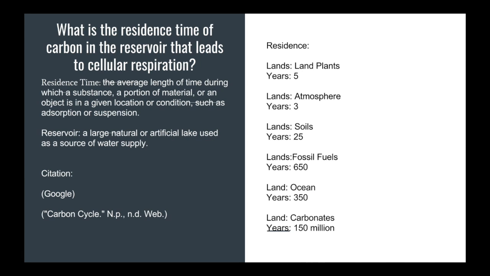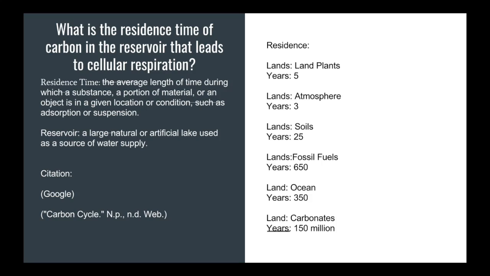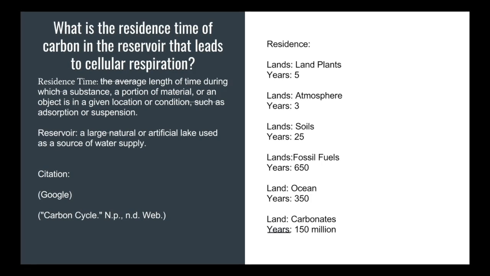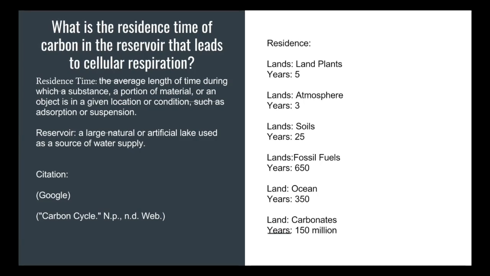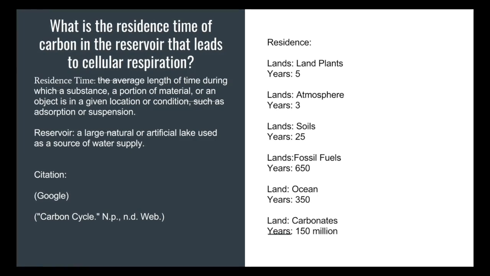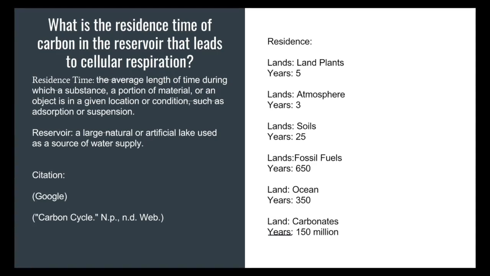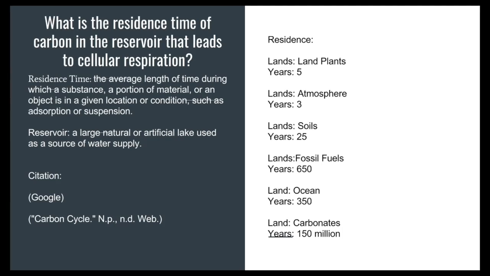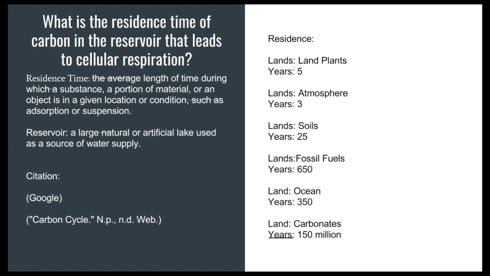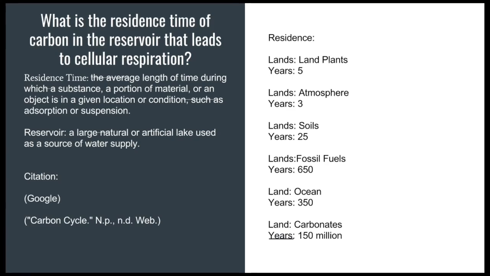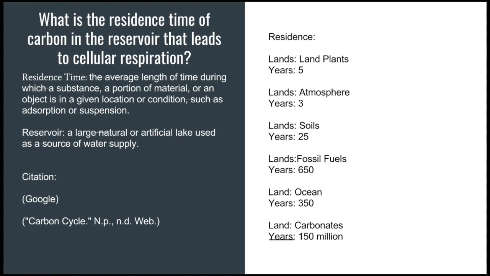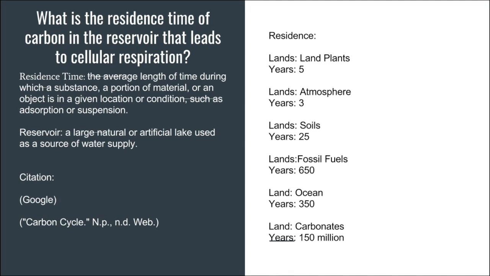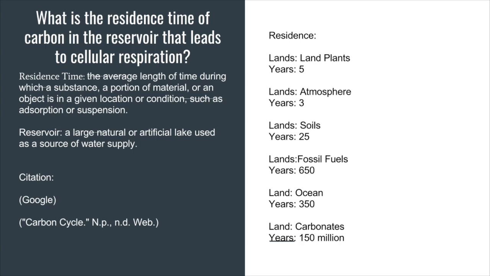Residence time is the average length of time during which a substance, a portion of material, or an object is in a given location or condition, such as absorption or suspension, for example in a reservoir, a large natural or artificial lake used as a source of water supply. For example, residence times: land plants take 5 years, atmosphere takes 3 years, soils take 25 years, fossil fuels take 650 years, oceans take 350 years, and carbonates take 150 million years.